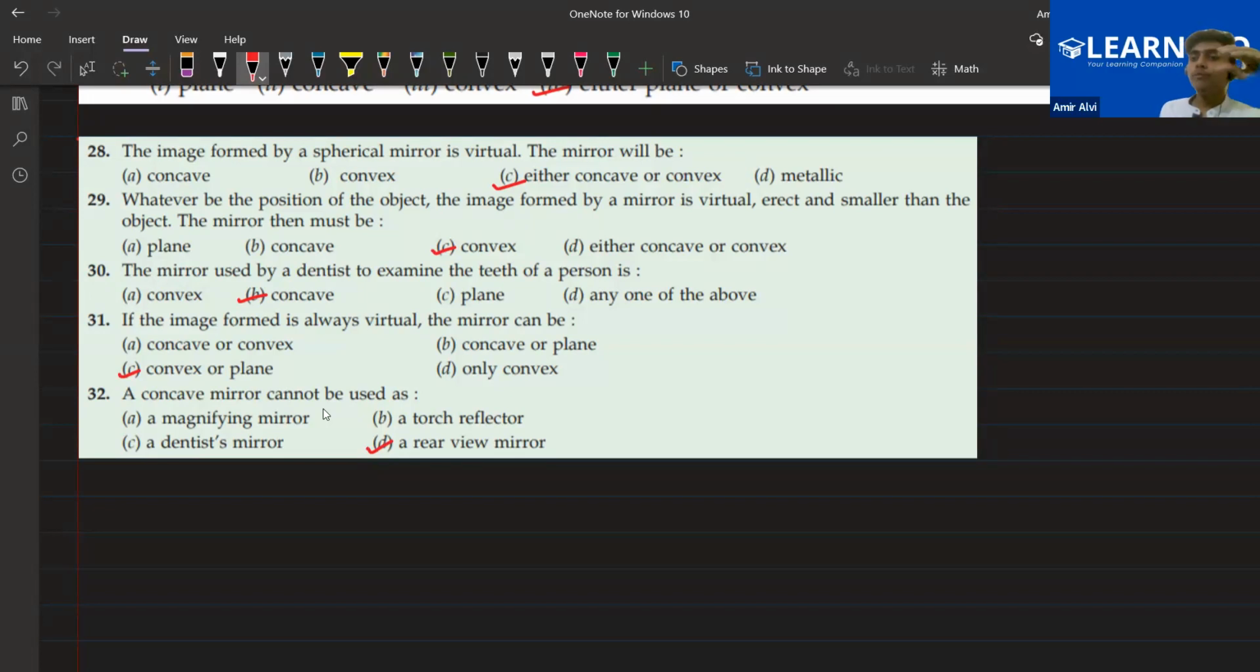At maximum it can form images that are basically of the same size, right? Nabila, Arya, yes or no? Got it? Why can we not use a concave mirror as a rear view mirror? The only image formed that is virtual is between pole and focus for the concave mirror. Apart from that, all the images will be real and inverted. So if the images are real and inverted, are you able to see the traffic properly in the rear view mirror? You will not be able to identify which one is closer and which one is far because it is inverted, no? Yes or no?